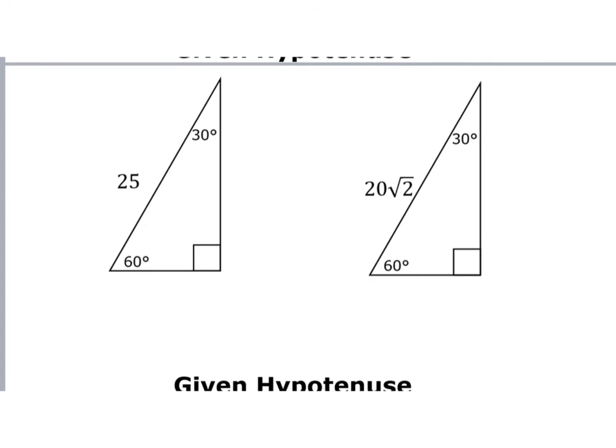Okay. My hypotenuse is 25. What's my short leg? 12.5. What's my long leg? 12.5 radical 3.